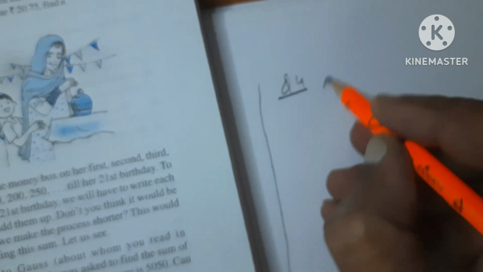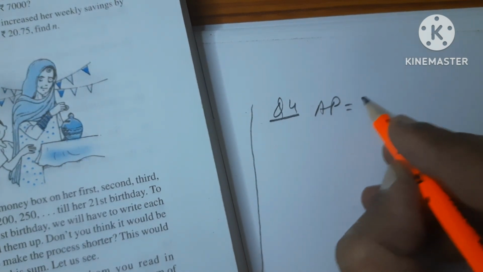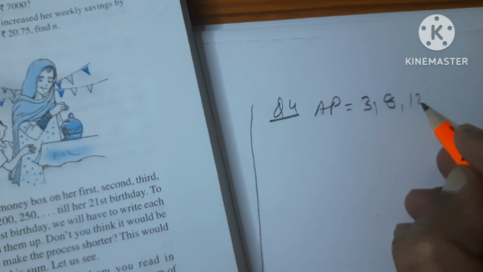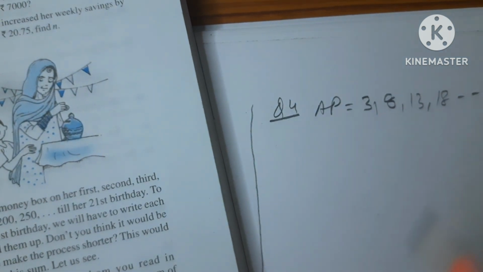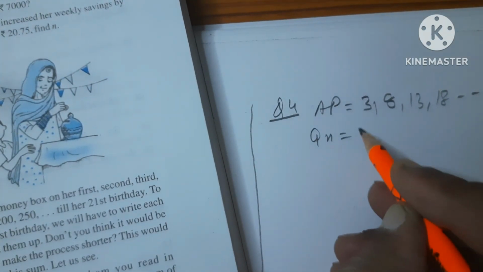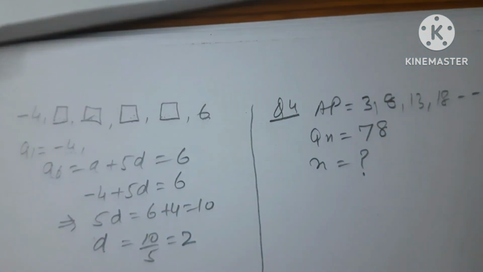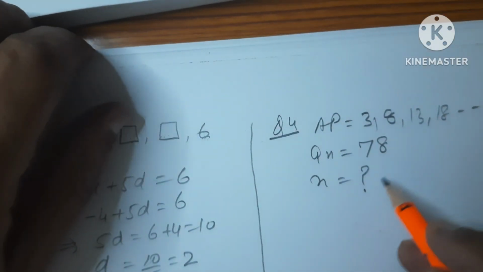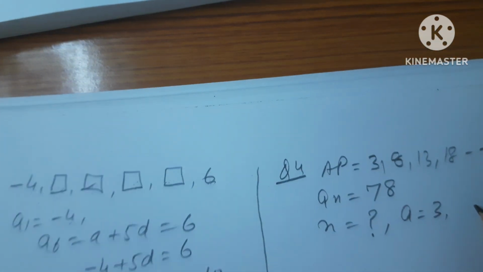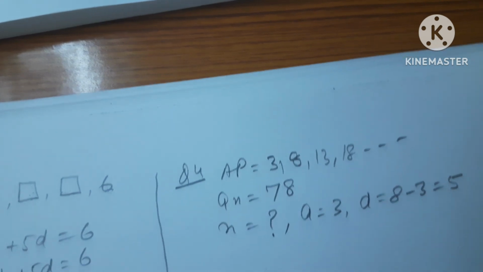So the AP is 3, 8, 13, 18 and so on. An is equal to 78. N we want to find out. And from here A is equal to 3 and D is equal to 8 minus 3, which is 5.